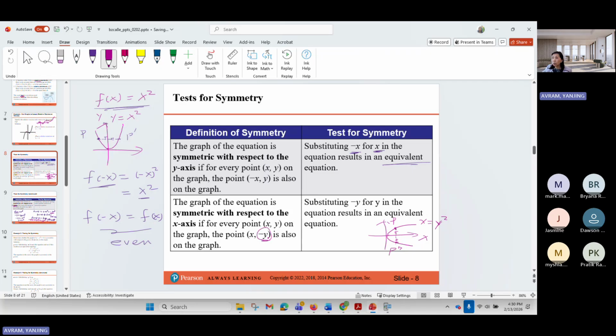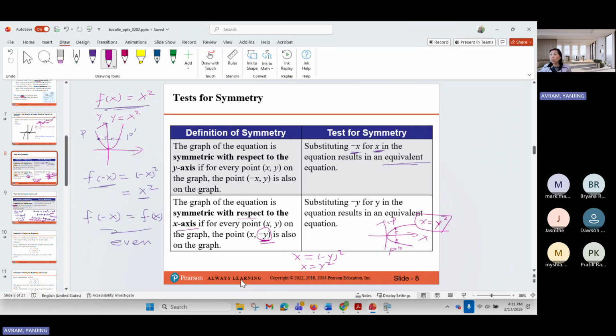Here you replace y with negative y, and you still produce the same equation. So I have x equal to negative y squared, because x equals y squared. I replace y with negative y, and the negative squared is still positive. So even when I replace y with negative y, I still come out with the same equation as this one. So that is considered symmetry with the x-axis. That is pretty much this section.